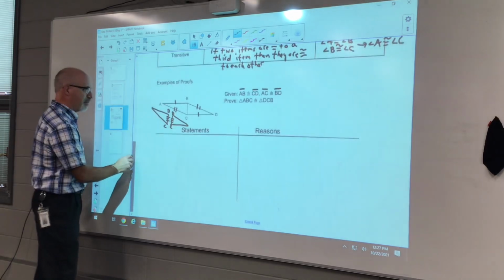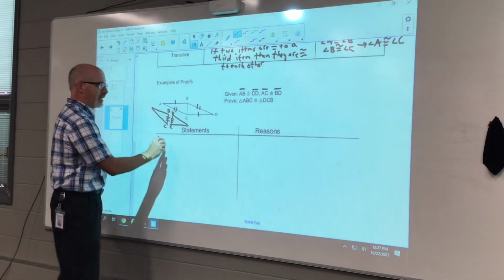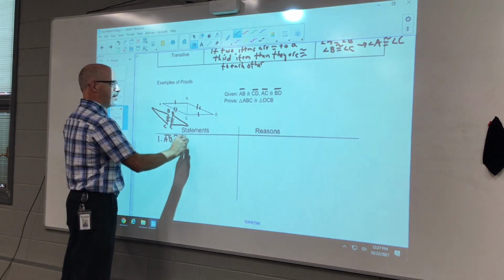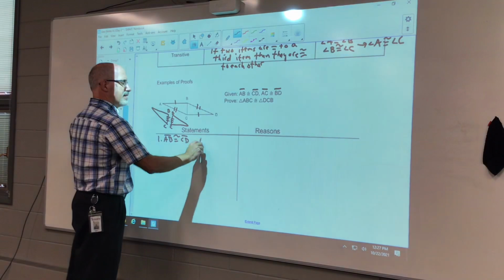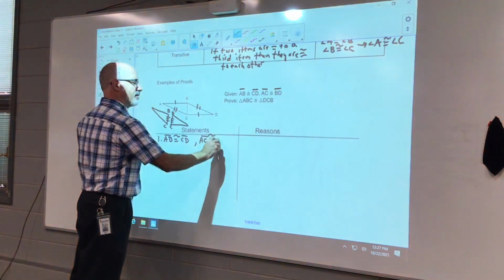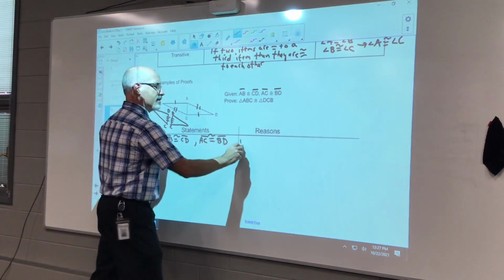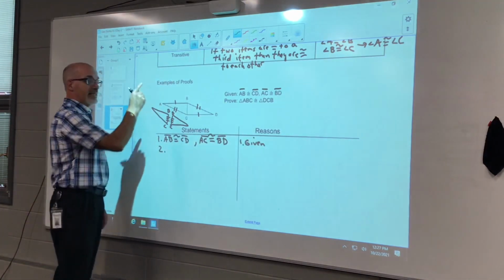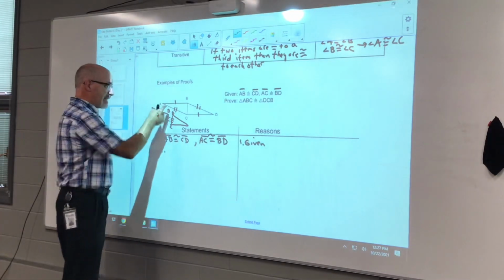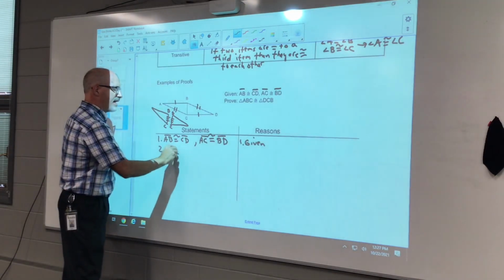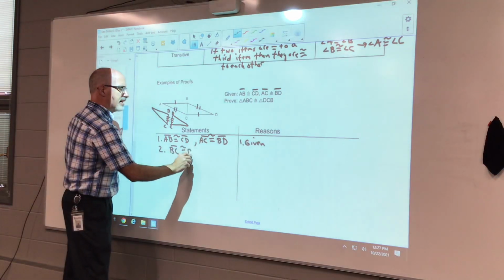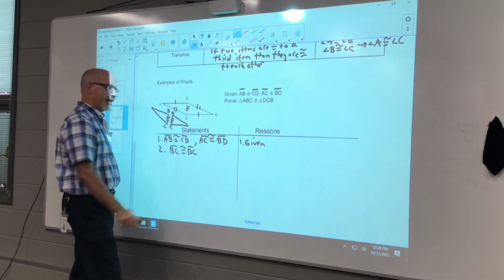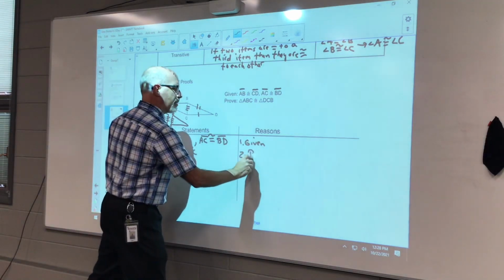All right, let me scroll up a little bit. So the first statement here, we're given that AB is congruent to CD and AC is congruent to BD. That's given. Second step, I'm going to use that idea that I just talked about, reflexive, and state that BC, that side, is in both triangles. So I'm going to state that it's congruent to itself. So I'm going to mark this as my third side. And that's by the reflexive property.